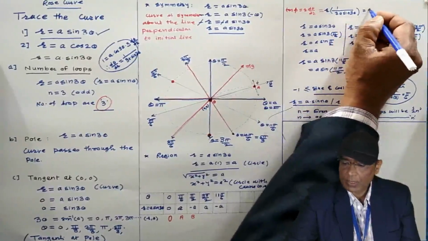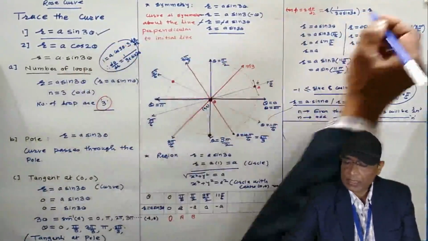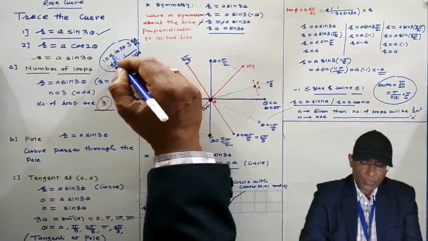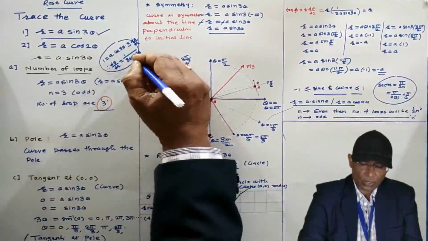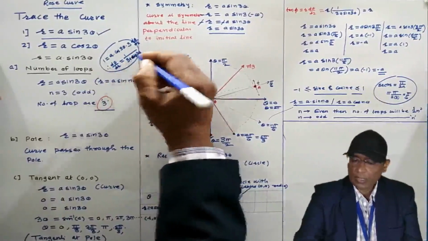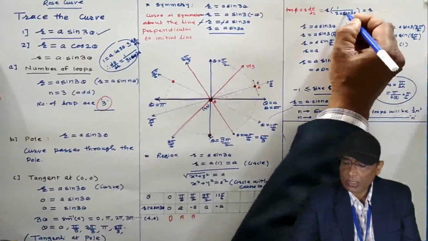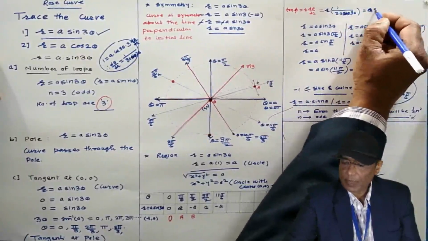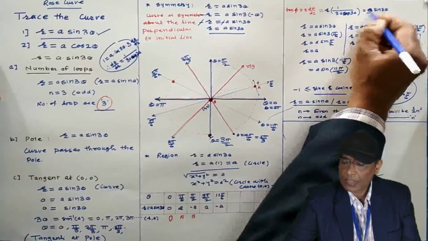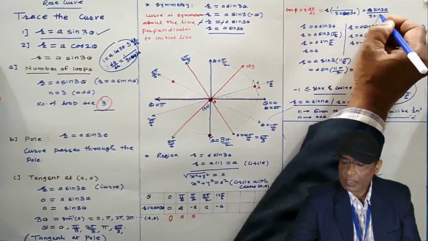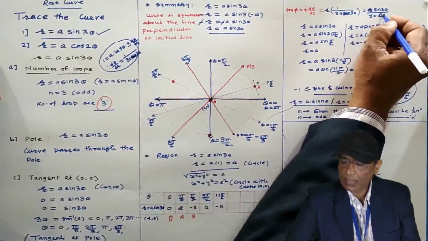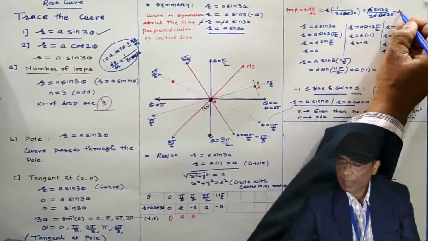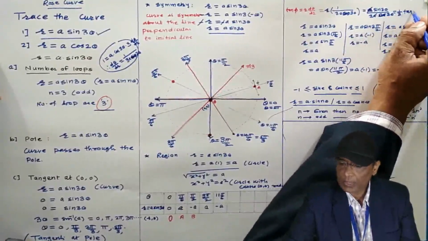Then r equals a sine 3 theta, and d theta by dr is 1 by 3a cos 3 theta. And the value of r is a sine 3 theta. So r d theta by dr is a sine 3 theta divided by 3a cos 3 theta. Then this a gets cancelled, and we get 1 by 3 tan of 3 theta.